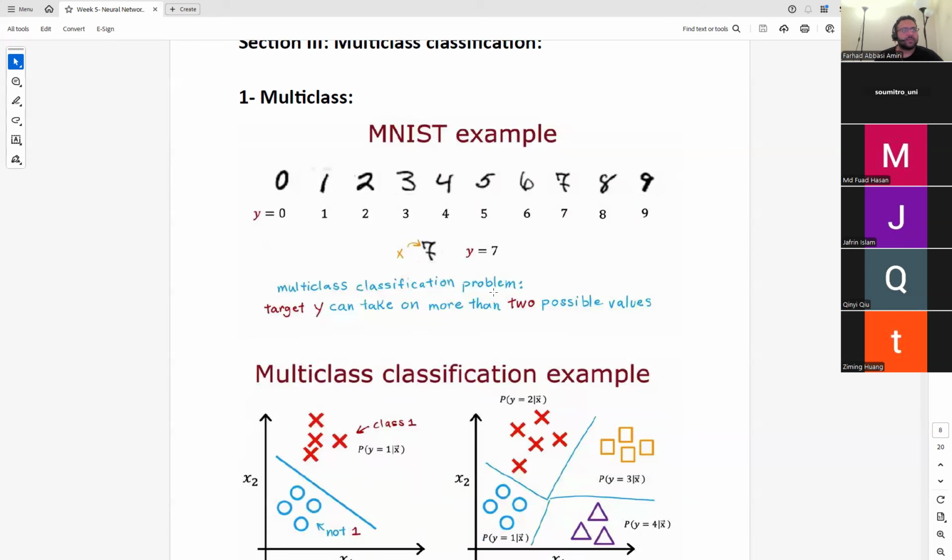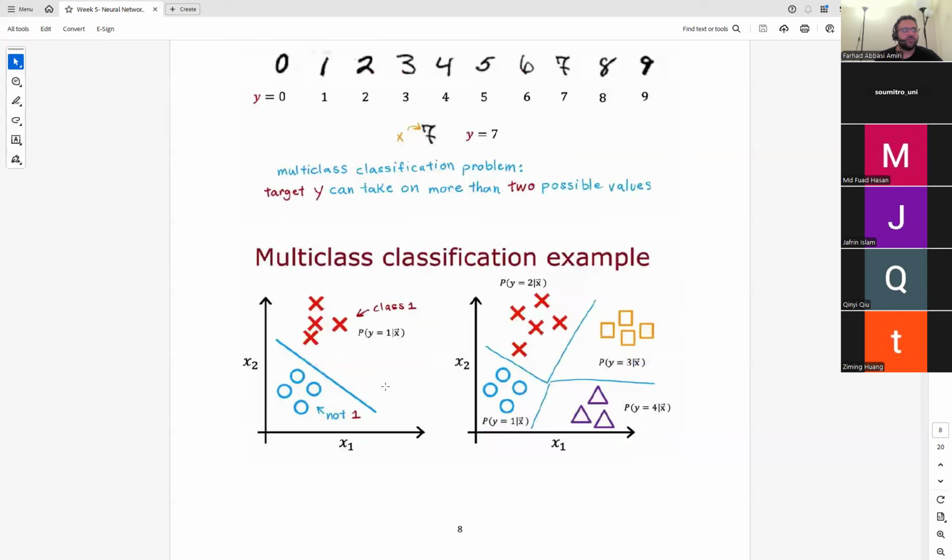So multi-class classification problem: target Y can take on more than two possible values. For example, if you take a look at these two figures, the left-hand side figure shows the binary classification. If you have this data, you can draw this decision boundary and make two classes. The first one, class 1, with the probability of y equal to 1 with this given input x, and this is the probability of y not being 1, two classes.